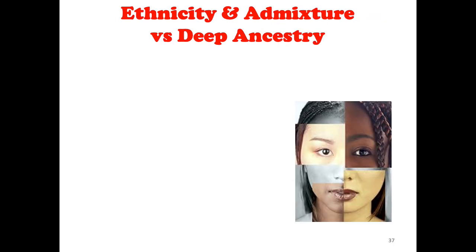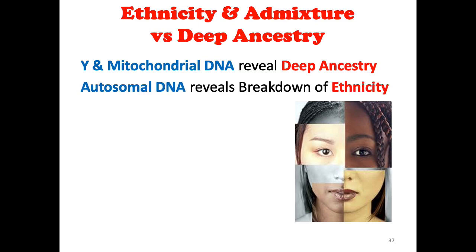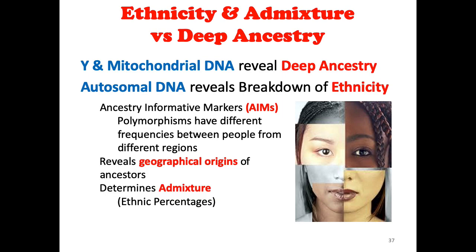Okay, very quickly on ethnicity, you get your ethnicity from the autosomal test, but you get deep ancestry from your Y and mitochondrial. They're based on what are called ancestry informative markers. These are SNPs or mutations that have different frequencies in different regions of the world, so they can determine that.